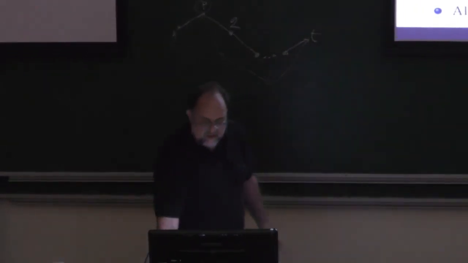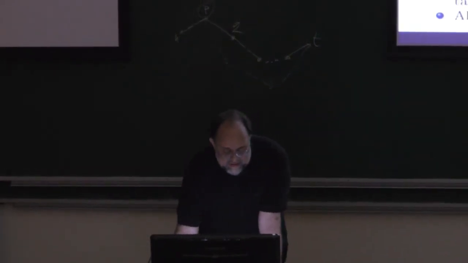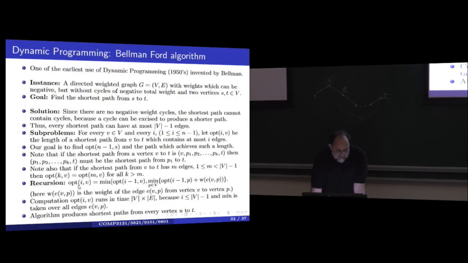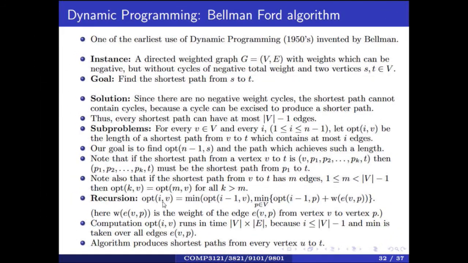sub-problems. So what is the recursion? The recursion looks like this, you see. Sorry, this is kind of messy. So it says simply that optimal solution from v, using limitation i, the bound for the number of edges, is the smallest of opt_{i-1}(v), and the minimal sum when you have opt_{i-1} up to certain p, and then the edge from v to p.